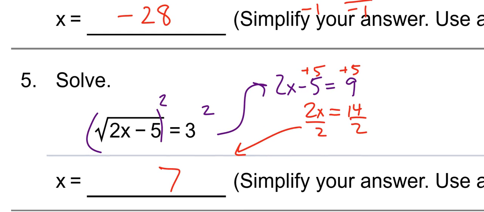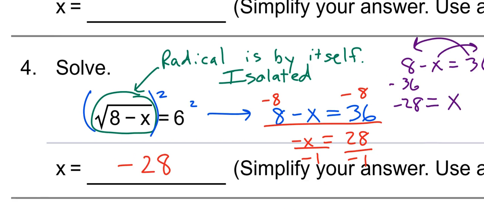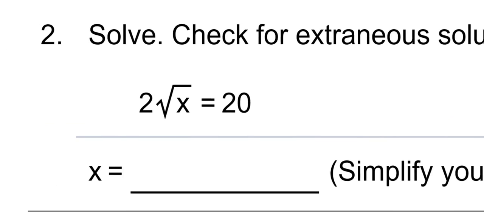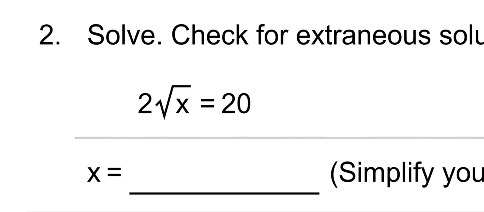So if the radical is isolated, that is a gift-wrapped problem for you. It's pretty easy. Square both sides and do some basic algebra stuff that you've done a long time ago. What if the radical is not isolated? What if the radical is not by itself? Then you have to do a little bit of algebra before you can square both sides.